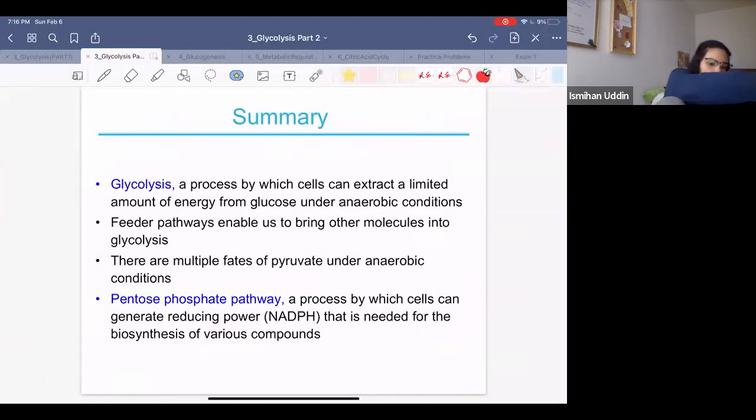And so glycolysis, the pentose phosphate pathway, and the feeder pathways are different ways of using glucose. Glycolysis makes energy out of it, making it into pyruvate, and pyruvate then goes on to make more energy. The pentose phosphate pathway makes it into ribulose 5-phosphate, which can then be used for nucleotides, DNA, and RNA material.